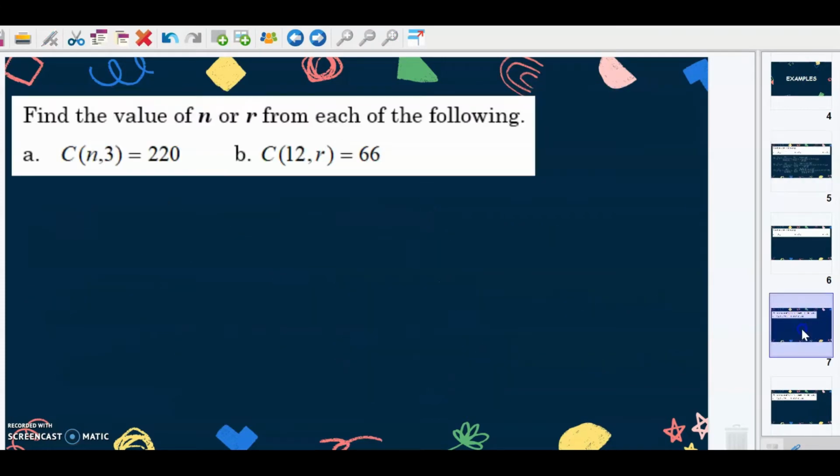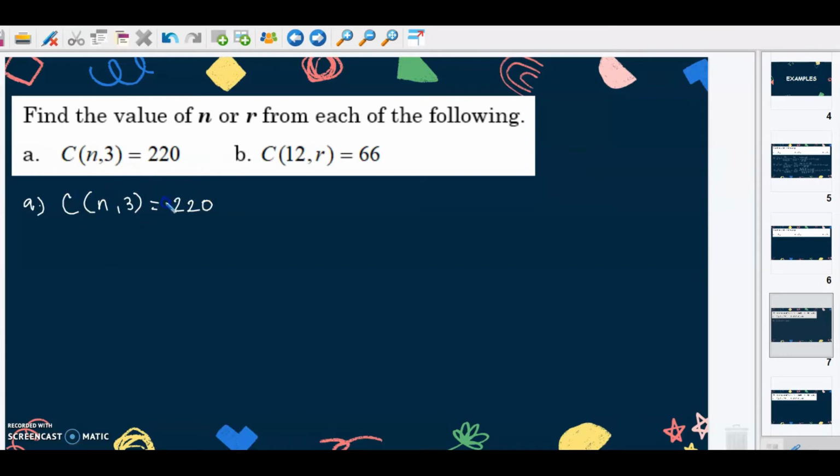So let's have now the second item or the second question. Here we need to find the value of n or r from each of the following. So let's have the first item. In letter A, we are given the combination of n taken 3 is equal to 220. So we must look for the value of n that will make this statement true.